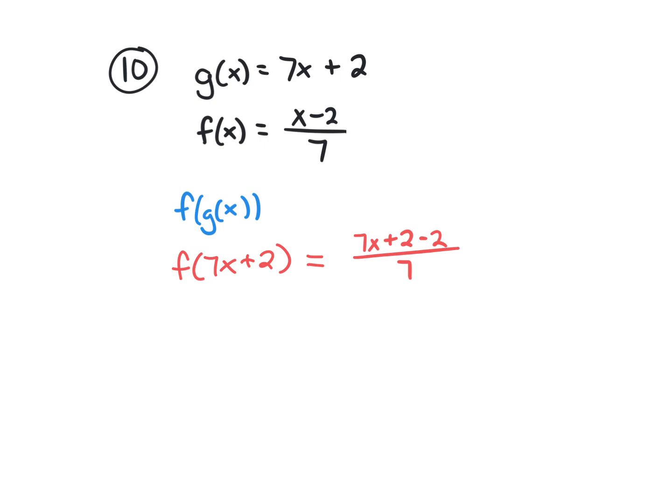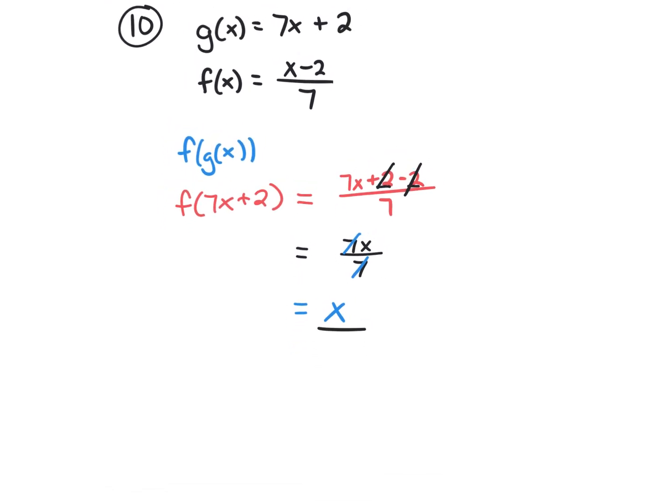Okay. So again, now we're just simplifying. Look at the numerator. What happens? Can I combine like terms? 2 minus 2 is? You agree they're gone, right? Okay, so I'm left with 7x over 7. What else can I do? 7s can cancel, so I'm just left with x. That's a good sign.